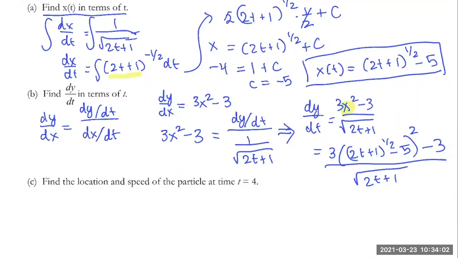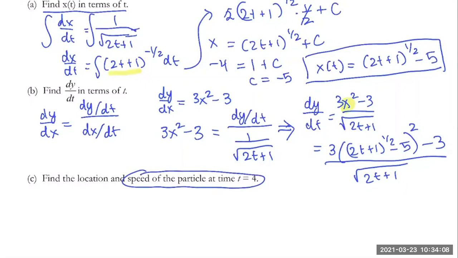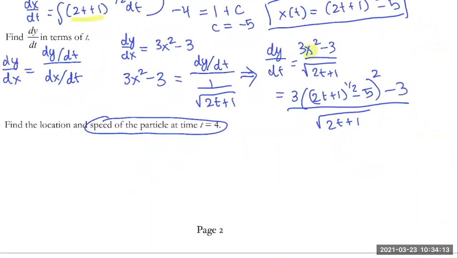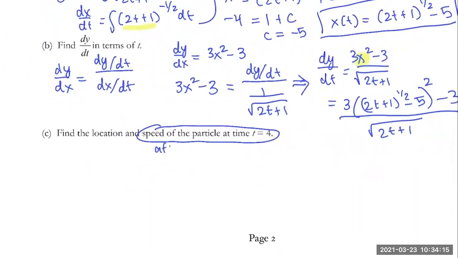So I'm going to circle this part, speed of the particle. This is our last part, you guys. Okay, and then we're going to come back to this after we discuss vectors. We don't know how to answer that yet. Okay, find the location at time t equals 4, we can answer.